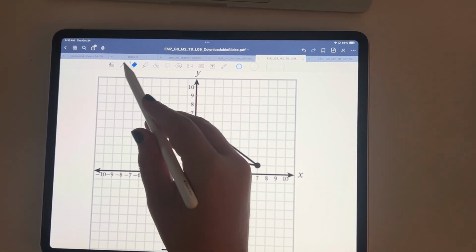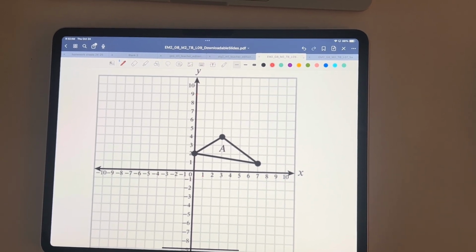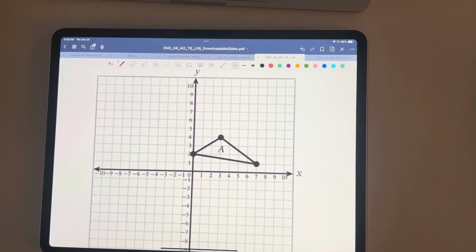Okay, so, guys, what is happening? You can't make this much noise.